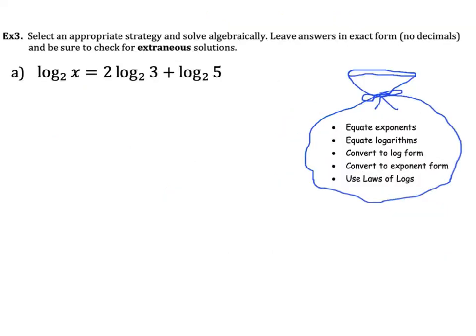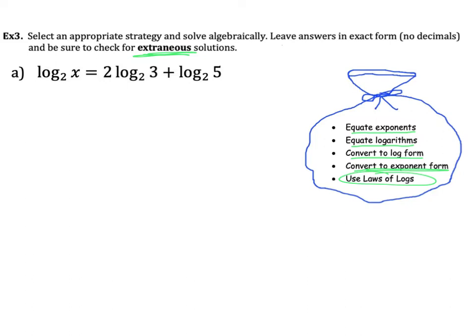All right, so let's talk about strategy. How do we know when to use what strategy? Well, here's a list of strategies for your solving, right? So we can say we might equate exponents if we rewrite it in exponential form. We might equate logarithms. We might convert from exponential form to log form or log form to exponential form. And we most certainly will probably have to use our laws of logs at some point to simplify before we solve. So don't forget, any of these solutions can have extraneous solutions.